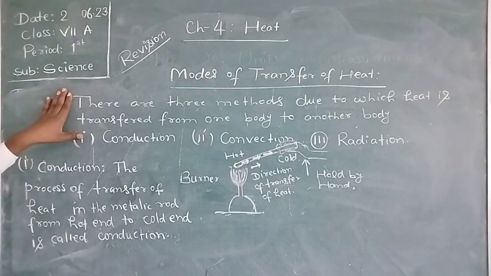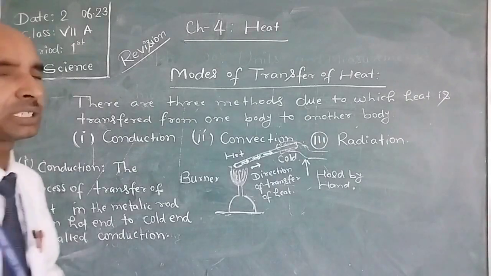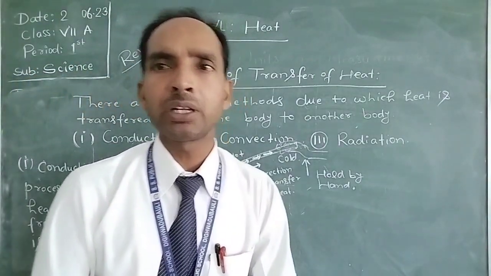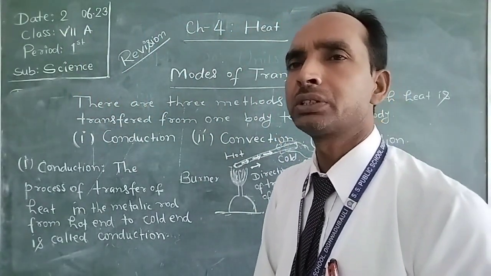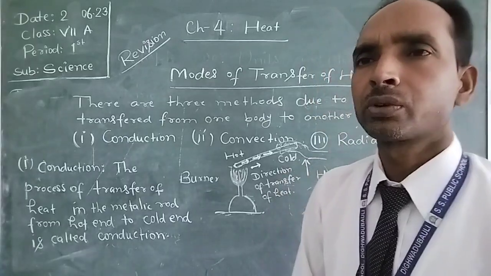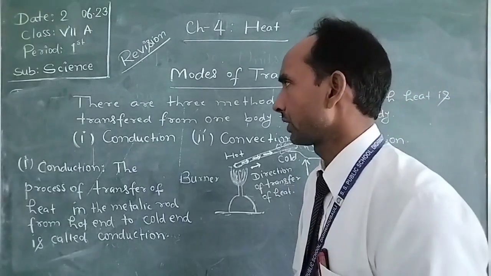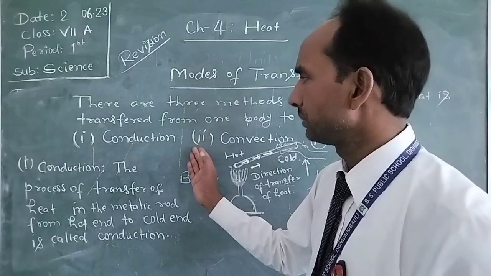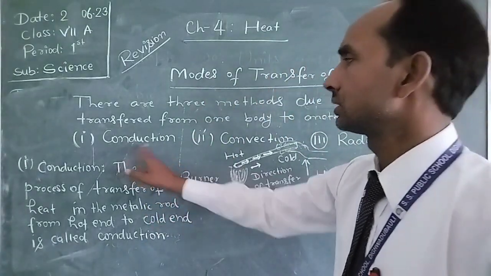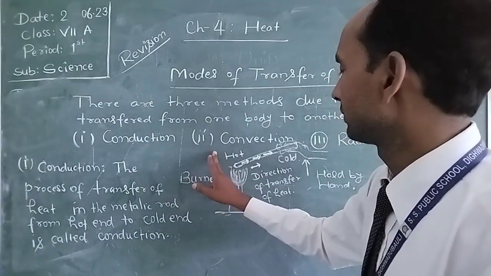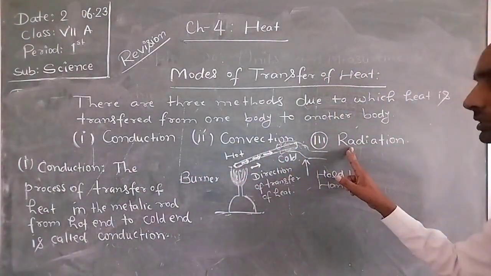As we know, heat transfers from one body to another body only when there is a temperature difference between the two bodies. If there is no temperature difference between the two bodies, then heat will not transfer from one body to the other. So there are three methods of transfer of heat. First is conduction, second is convection, and third is radiation.